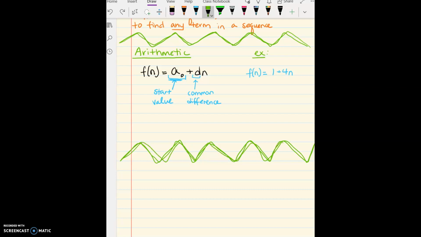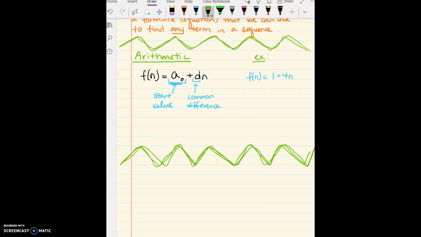Typically this is a lot neater because I'm able to write with pen and pencil rather than the stylus. So I've got geometric. And I'm going to write the geometric sequence explicit formula.